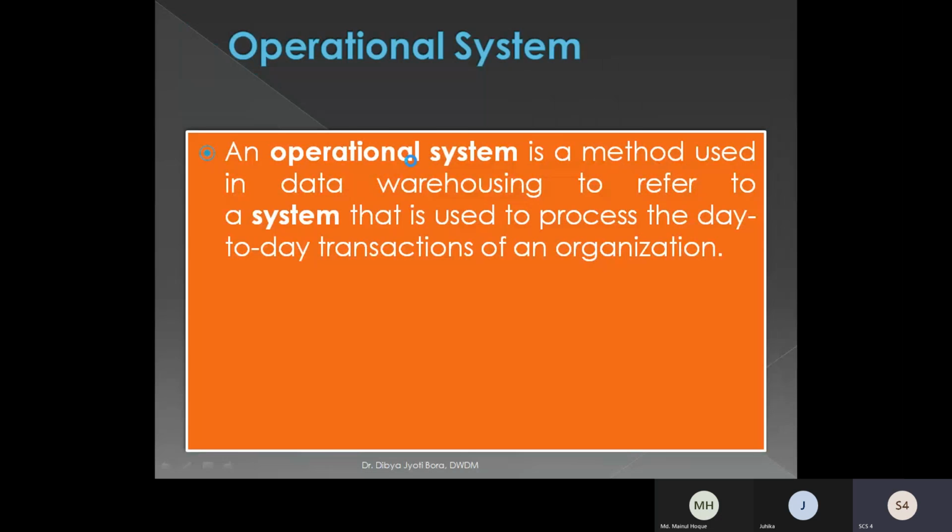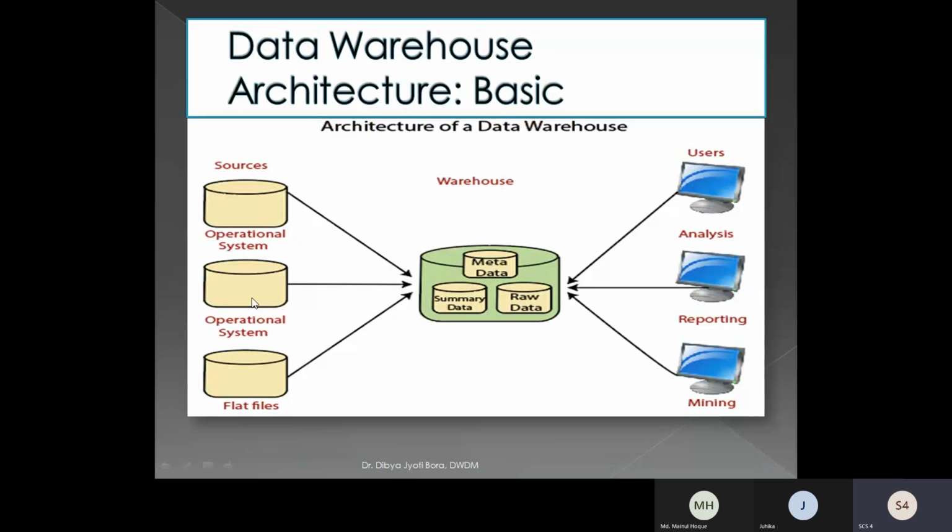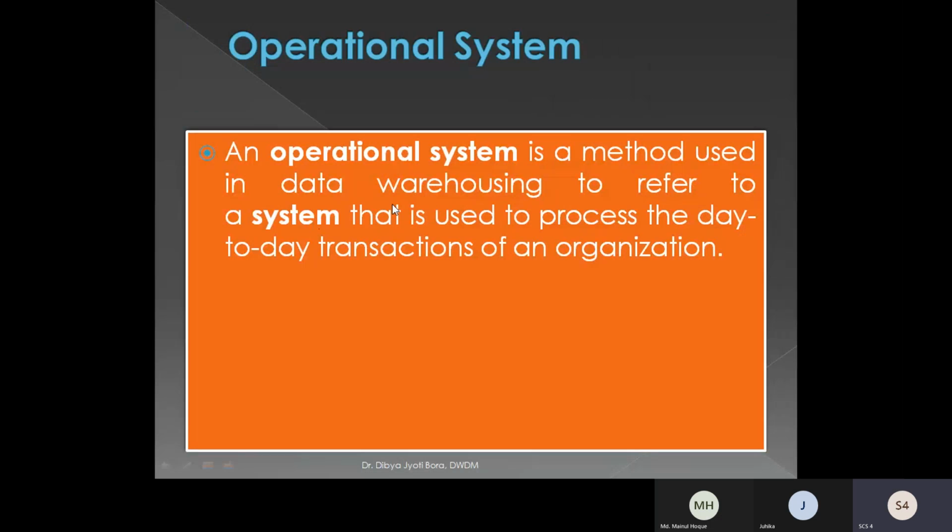So operational systems means what? Here you will see there is a term operational system. This is a term used in data warehousing to refer to a system that is used to process the day-to-day transactions of an organization. In simple words, the system you use for day-to-day transactions, you collect the records of that to store in the data warehouse, right?